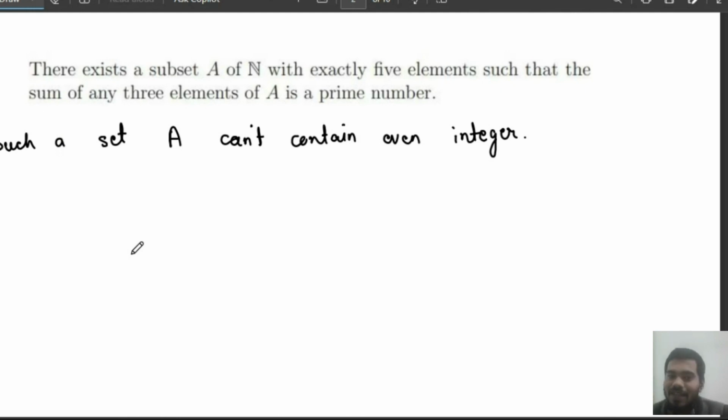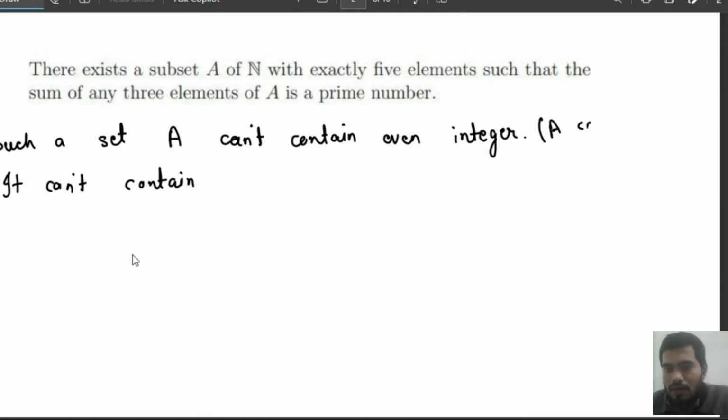And similarly, if you have 2 even numbers, and add 1 odd, again it will be even. And if you have 3 or more than 3 even integers, then again adding 3 of those even integers will give you an even integer which is not prime. So such a set can't contain an even integer. Second fact: it implies that A has to contain only odd numbers, right? Okay. Also, it can't contain consecutive odd numbers.